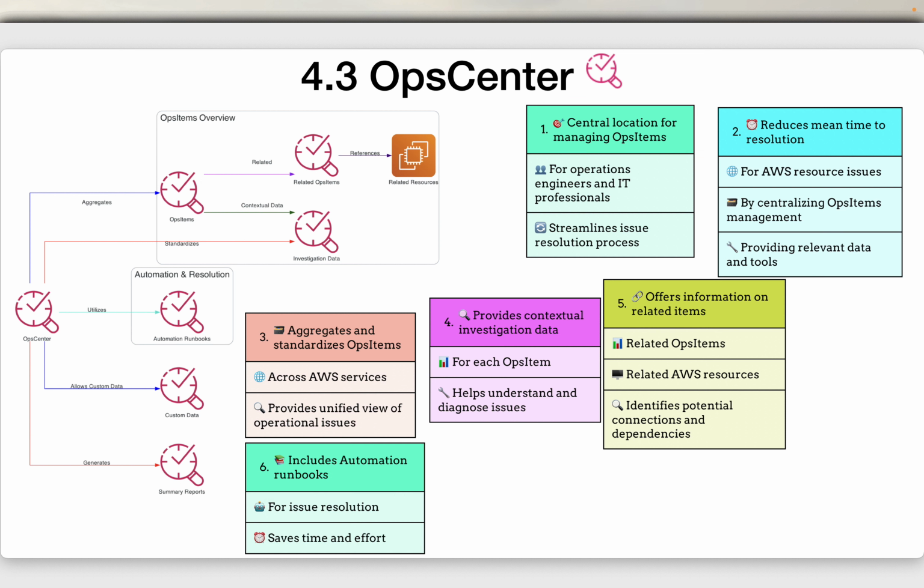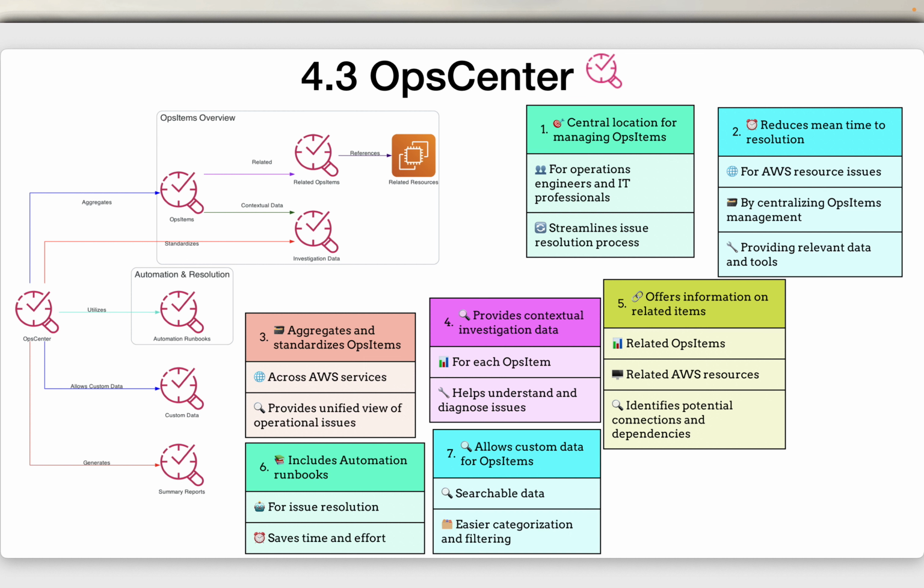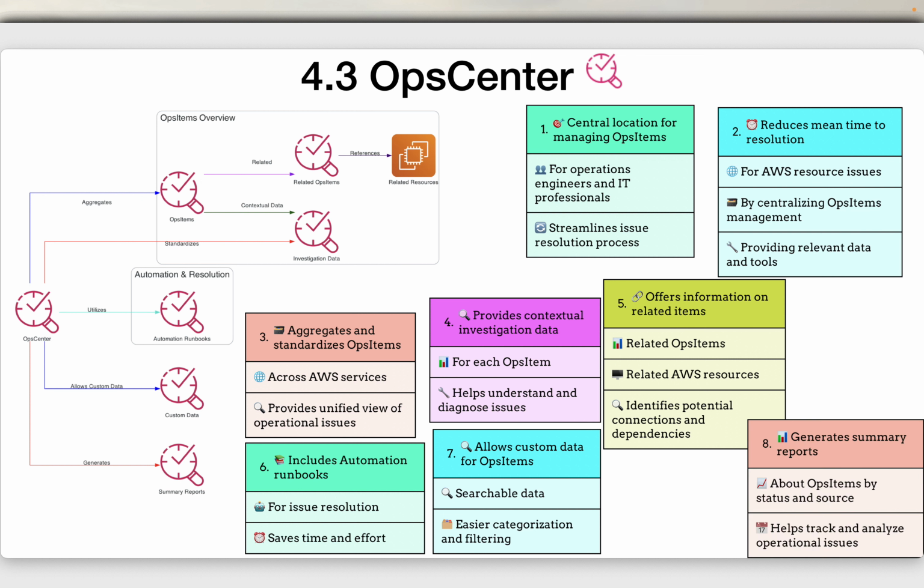Ops Center integrates with Systems Manager automation and provides pre-built runbooks that can be used to automatically resolve common issues. Users can add custom searchable data to each ops item, making it easier to categorize, filter, and find specific issues based on their unique attributes. Ops Center automatically generates summary reports that provide an overview of ops items based on their current status and the source from which they originated, helping users track and analyze operational issues more effectively.